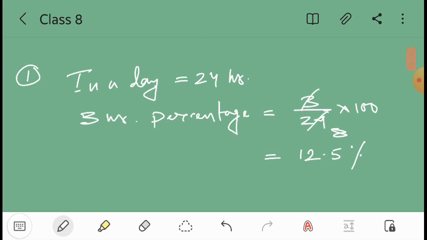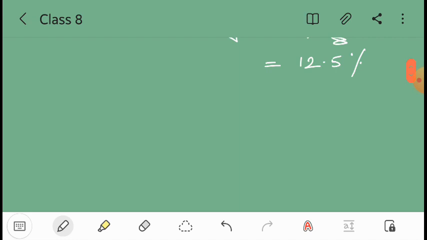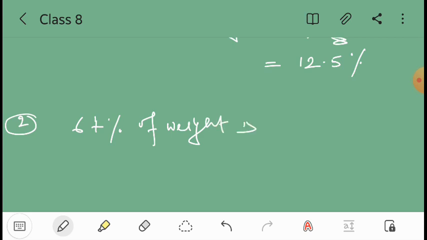Now for the second problem, that is about 60% of the human body's total weight is water. If Aparna's weight is 67 kg, then how much of her weight is water actually? So you can see that 67% of weight is water, right?